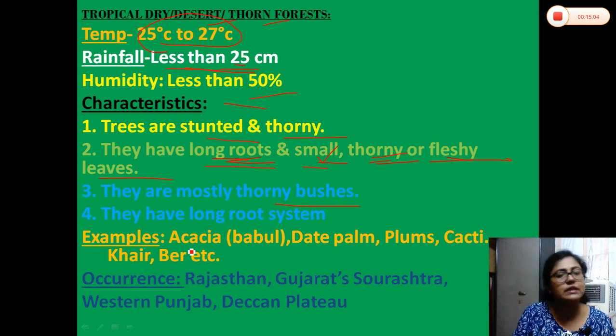Which different trees are found here? Like acacia, that is called babul, then date palms, cacti, kher, bar, etc. They also have some importance. Few are used as fuel, few have medicinal value, like babul, like khajur, which is also found here, the khajur tree, then kher, bar fruits also have medicinal value, etc.